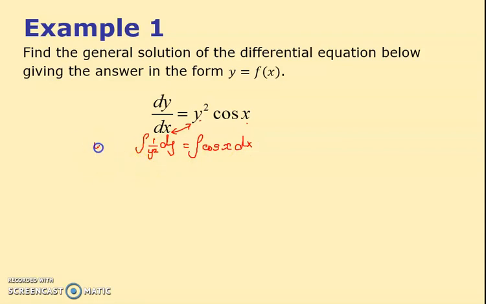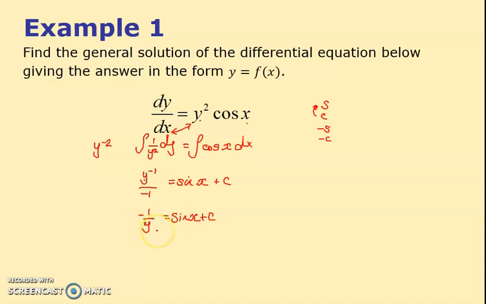Now this is like y to the minus 2. So when I add a power, I get y to the minus 1 over minus 1 equals cos, do you remember this? Sine, cos, minus cos. If I integrate cos, I get sine x plus a constant. Notice this is really minus 1 over y equals sine x plus a constant.